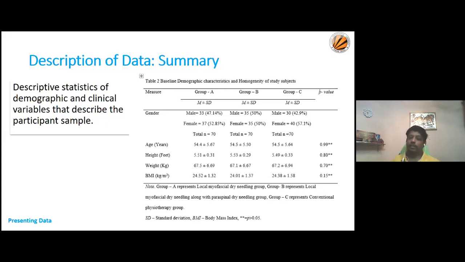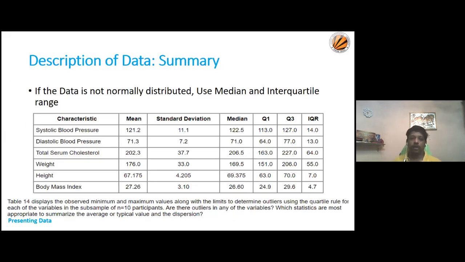Suppose your data is not normally distributed, or it has very extreme values, you may use the median and interquartile range. So this is another thing. Usually, if the data is normally distributed, use mean and standard deviation. Where it is not normally distributed, use median and interquartile range. The interquartile range is quartile 3 minus quartile 1.